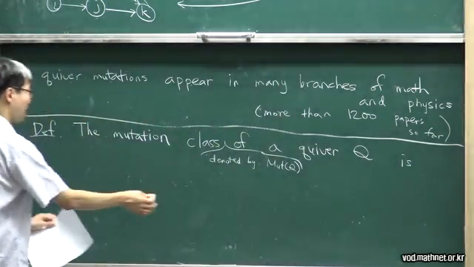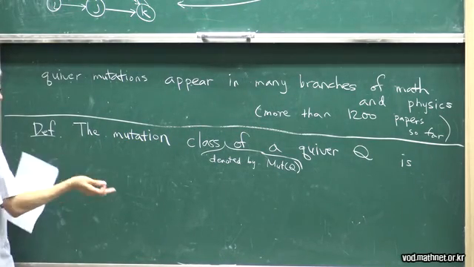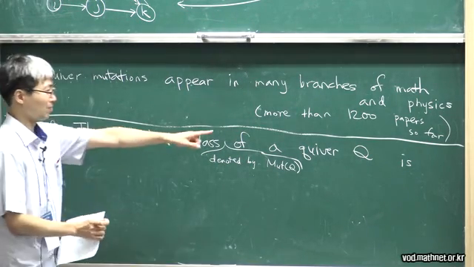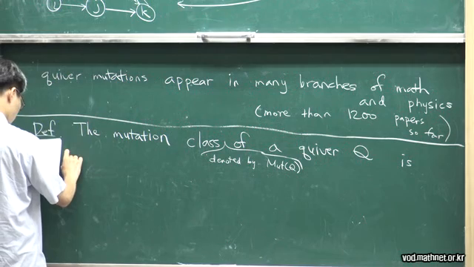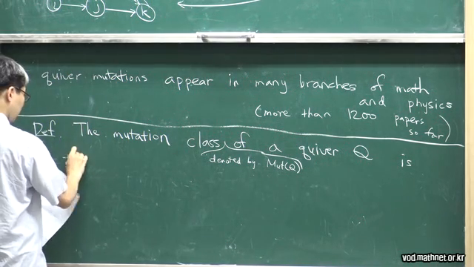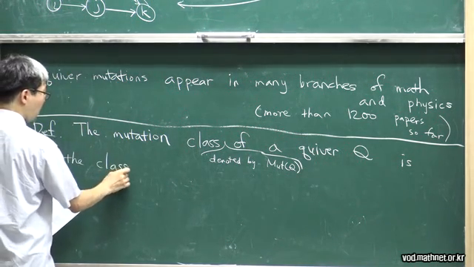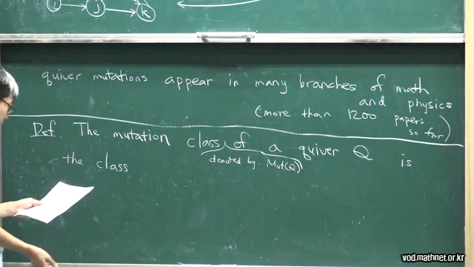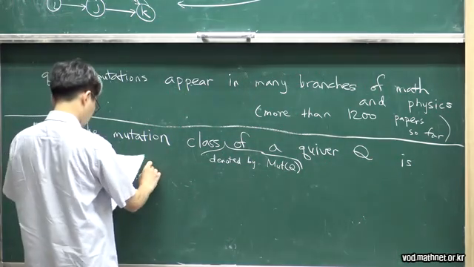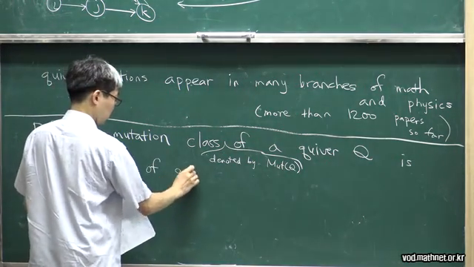As I said, I want to take a sequence of mutations from the quiver Q, and I want to collect all possible quivers obtained that way. This is called the mutation class of quivers.